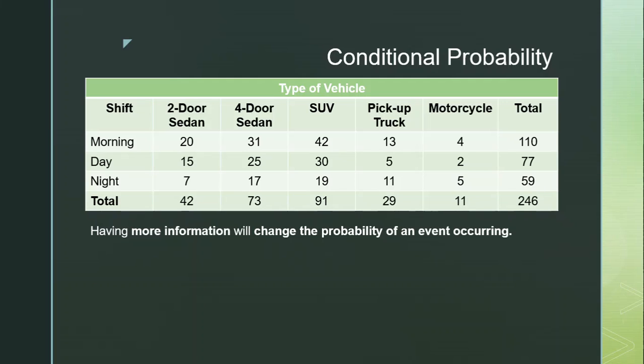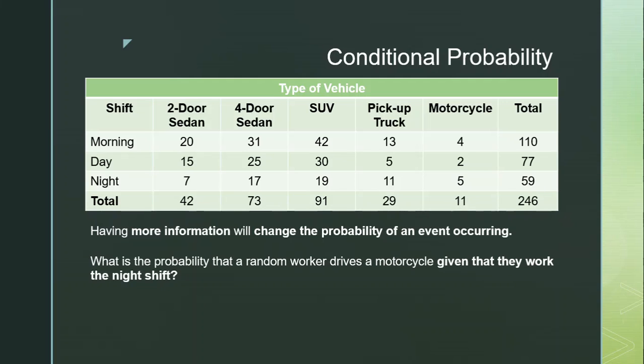This works the same way with these two-way tables. What is the probability that a random worker drives a motorcycle given that they work the night shift? So our probabilities have changed. We're not looking at 11 out of 246 anymore. We're looking at just the night shift. We have narrowed our search to this row right here.